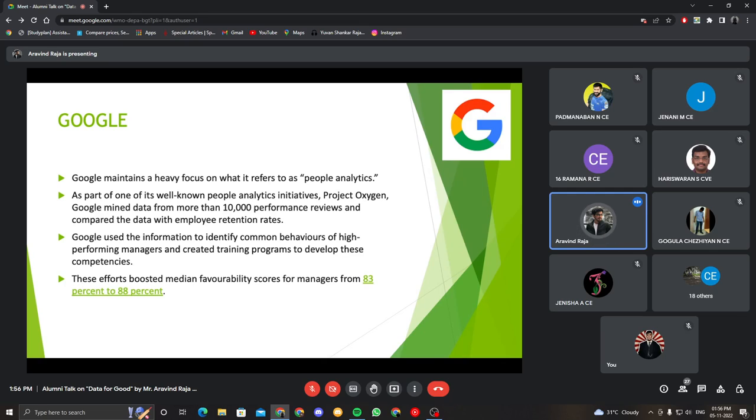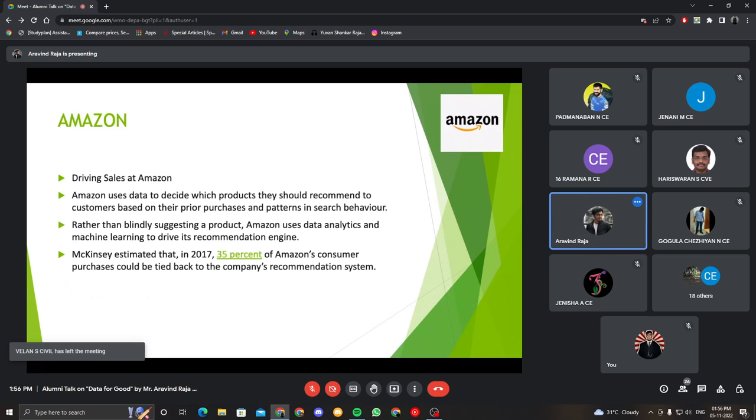Okay, business is not only outside, it is not only customer facing, but you have to maintain them within the organization as well. So this is a good example for that. And the last one is Amazon, as I said in the previous slides.